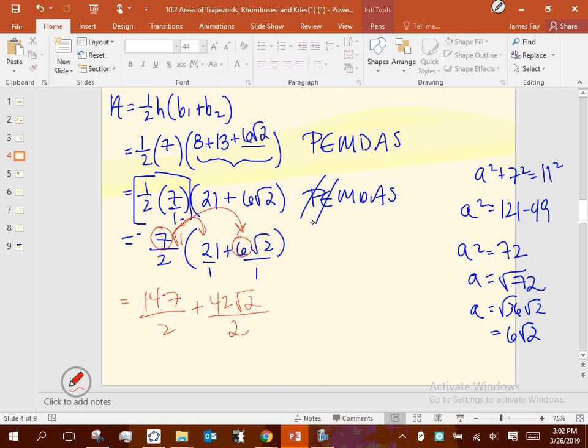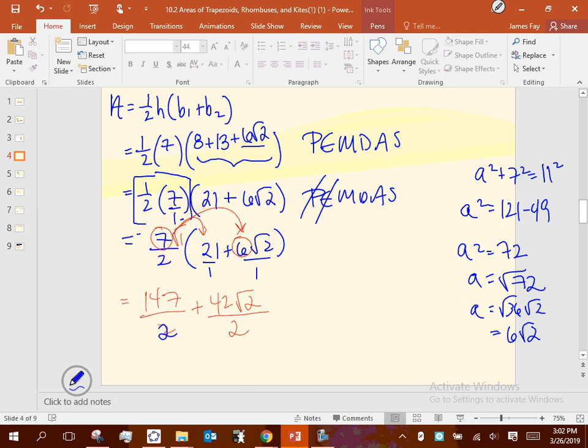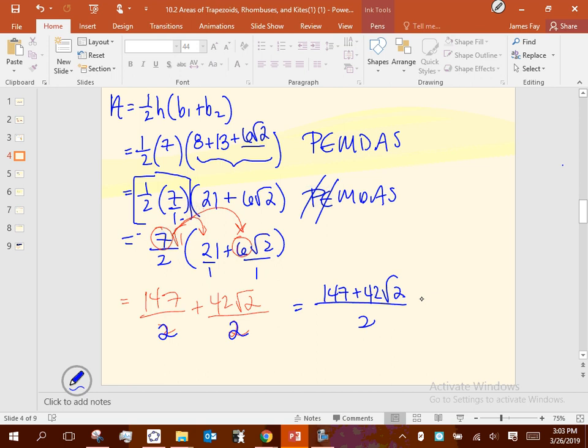All right. Now that is a better answer than a decimal, but it's still not best, because what do you call that 2 and that 2 for these fractions? They're the same denominator, so they're common denominators. So can't I just turn this into 147 plus 42 radical 2 all over 2? Yeah. Or, if I want to leave this as 147 over 2, can I cancel those and give you what? What's 42 divided by 2?